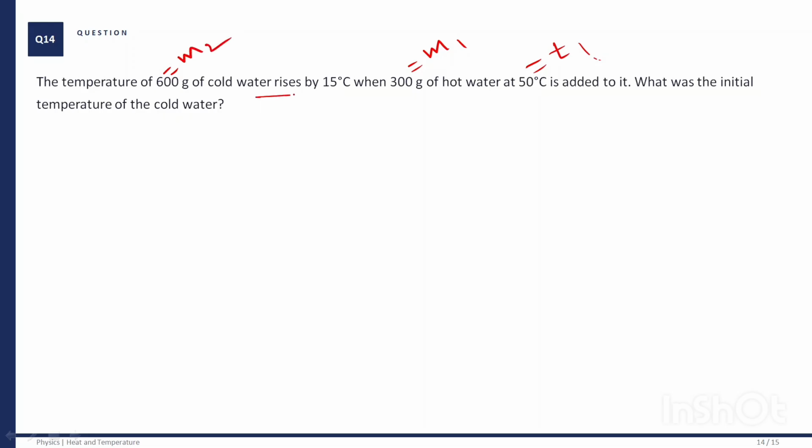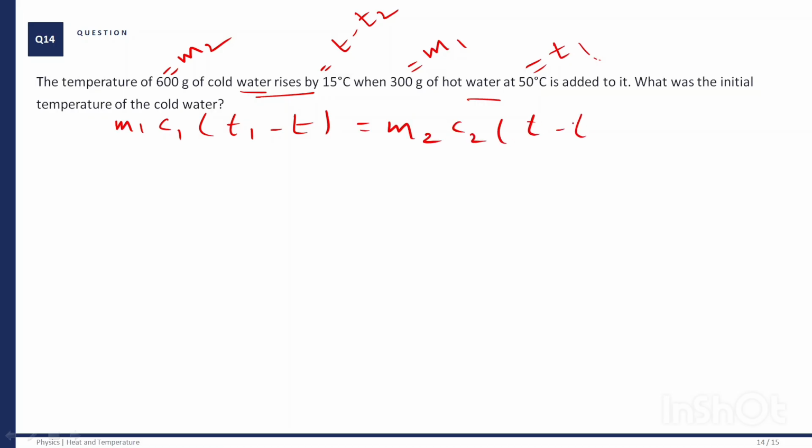Here he said rises here. Then 15 equal to final temperature minus lowest temperature. And both are water and water. So this is the cold water. This is the hot water. C will get cancelled. We have an equation from method of mixture. M1 C1 of T1 minus T equal to M2 C2 of T minus T2.